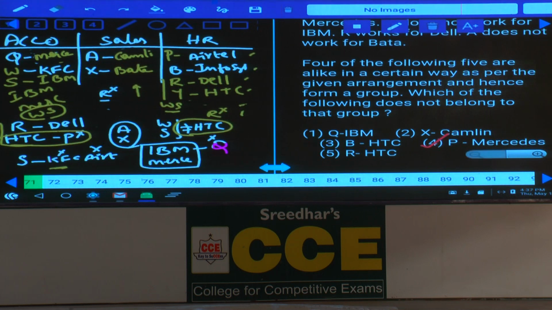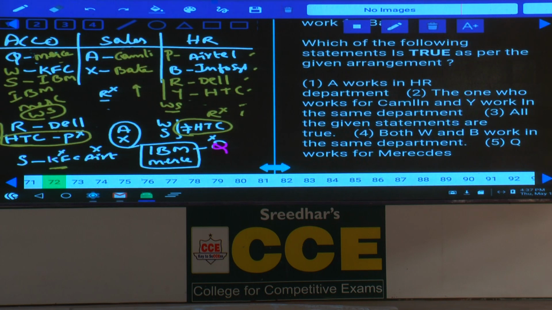Then what about this one? Choice 5, R and HDC. R and HDC, they are working in the same department, except choice 4 and in the remaining choices, these 2 persons are working in the same department. Then question number 72. Which of the following statements is true? A works in HR department, that is false. The one who works for Camlin and Y work in the same, that is false. And choice 4, W and B working in the same, false. And Q works for Mercedes, that is definitely true, choice 5.